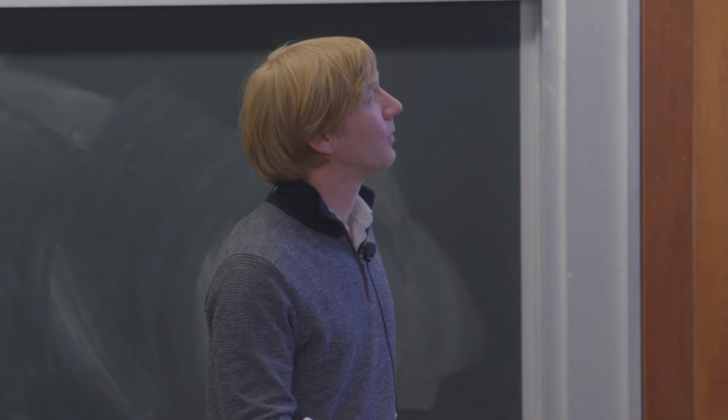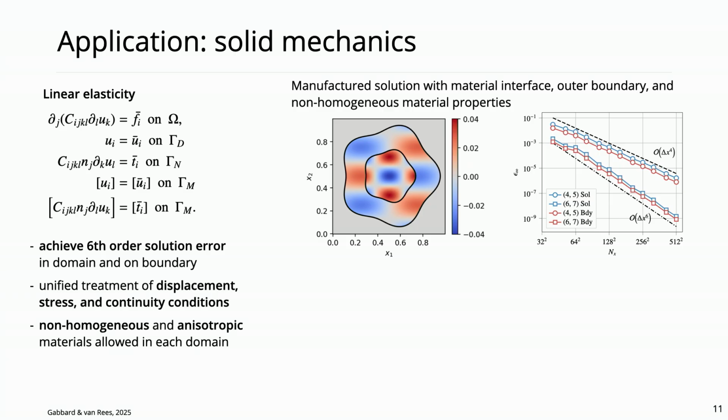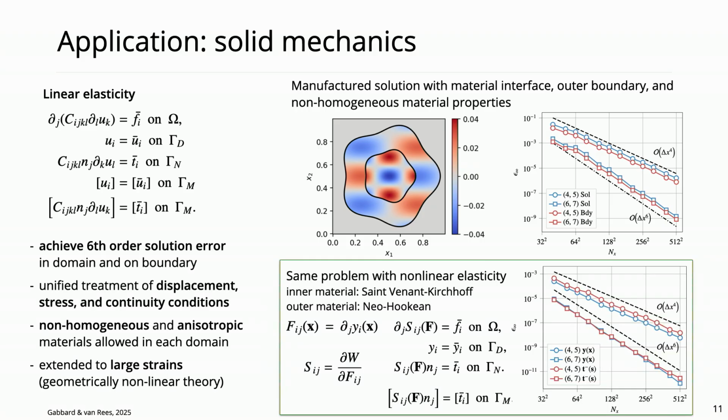And this shows fourth and sixth order for different types of discretizations, different order polynomials, both on the solutions on the interior as well as on the boundary. So here we resolve the traction, the displacement on the inner part of the interface, right? And that gives me still sixth order accuracy. And then we extend this all to nonlinear elasticity, where we now put a Saint-Venant-Kirchhoff material on the inside, Neo-Hookean on the outside, and again get high order convergence on the displacement and the traction using this formulation.